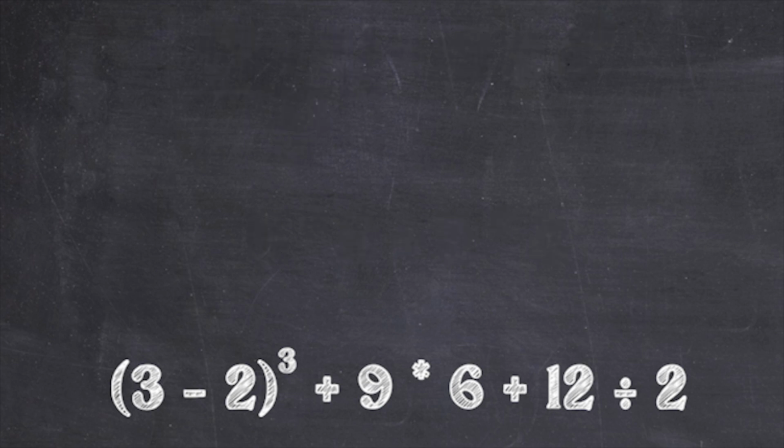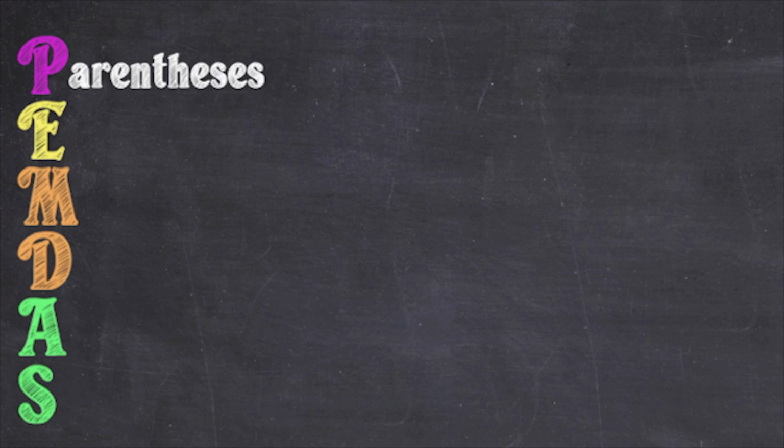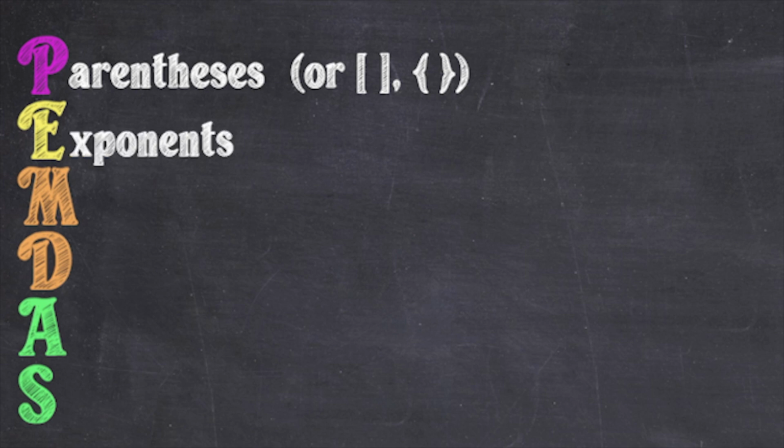These steps are given by the acronym PEMDAS. What does each letter of this acronym stand for? The P tells us to start by simplifying any part of the expression that is inside parentheses. It can also mean any other grouping symbol, like brackets or braces. The E tells us to then evaluate any exponents you see. Remember, exponents are written as a small number up above another number, called the base number. The exponent tells us how many times the base number is multiplied by itself.